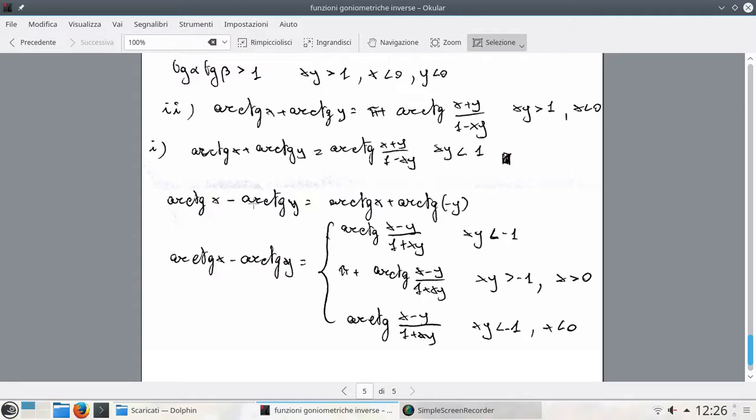Using the formula arctangent x minus arctangent y equals arctangent x plus arctangent of minus y, and considering that the interval of definition of the arctangent is symmetric, we can obtain, substituting minus y with y in the previous formulas, arctangent x minus arctangent y equals arctangent of x minus y over 1 plus xy when x times y is greater than minus 1, and so on, as you can look at it.